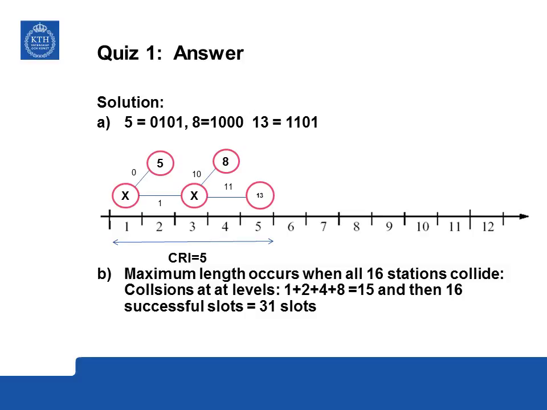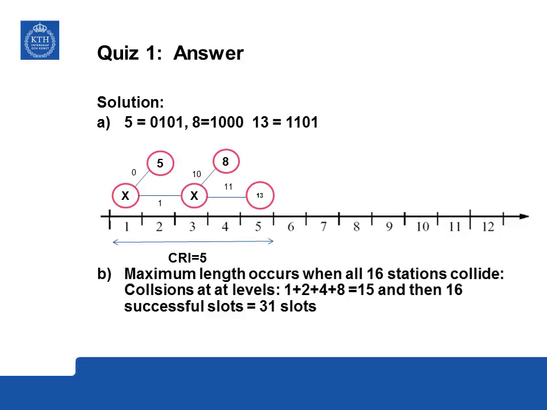So here are the correct answers. First, we write out the station IDs in binary for 5, 8 and 13. And then we see what happens with the collision resolution. In slot number 1 we have the collision of the 3 stations, and in order to resolve the conflict now we branch the tree according to the first digit, and then we see station number 5 will have a 0 in the most significant digit, and stations 8 and 13 will have 1s.